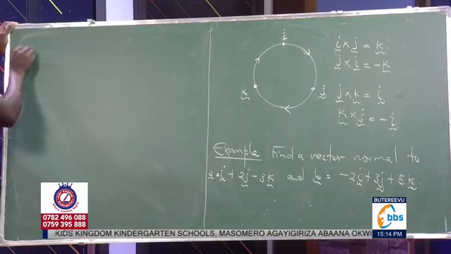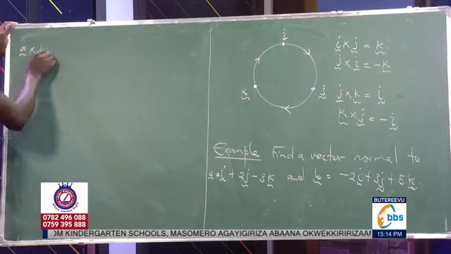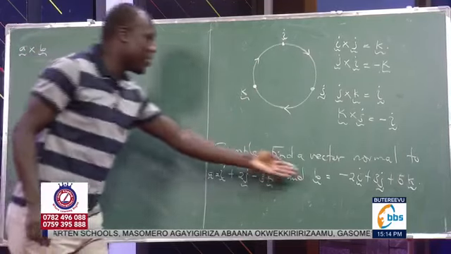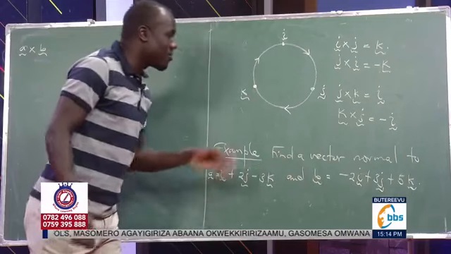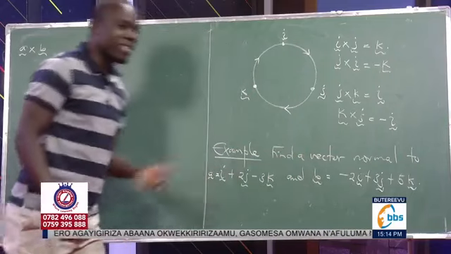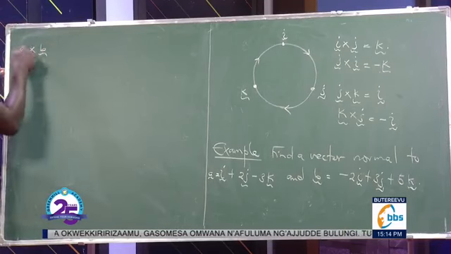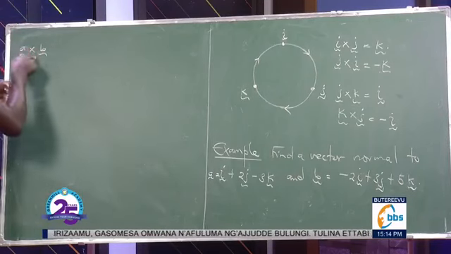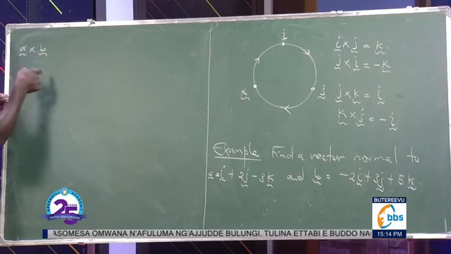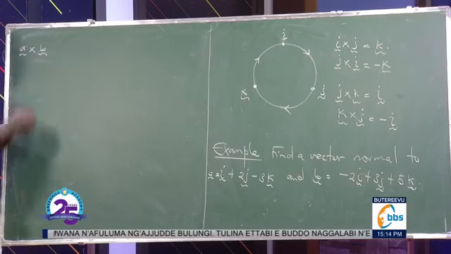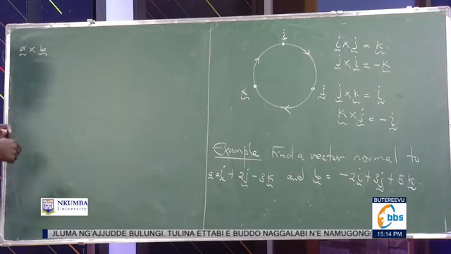So we are saying A cross B. By the way, even B cross A would work. It would also be perpendicular to both of those vectors. The only difference would be that they are in opposite directions. A cross B and B cross A are parallel, but in opposite directions, and they are equal in magnitude.